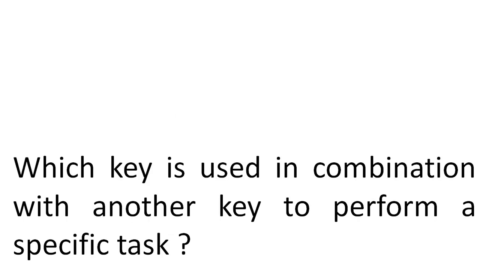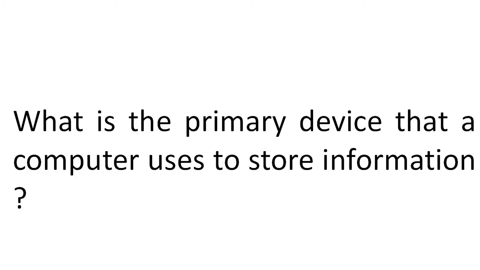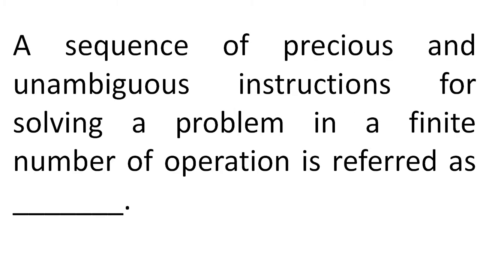Next question. Which key is used in combination with another key to perform a specific task? The correct answer, control key. What is the primary device that a computer uses to store information? The correct answer, hard drive. Next question. A sequence of precise and unambiguous instructions for solving a problem in a finite number of operations is referred to as dash. The correct answer, algorithm.